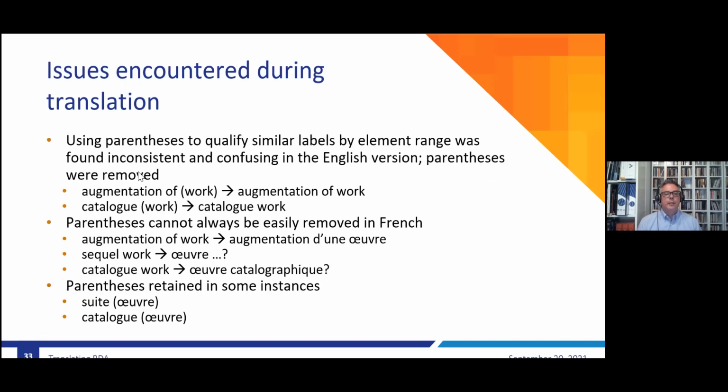So some of the issues that we encountered during translation, one of the issues that we had to tackle was the removal of parentheses in element names. As you remember, in the original toolkit, many element names used entities in parentheses to distinguish them from similar properties with the same labels. So in the original toolkit, parentheses were used to qualify similar labels by element range, but this practice was found inconsistent and confusing in the English version and was discontinued.